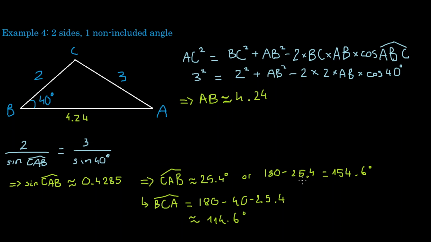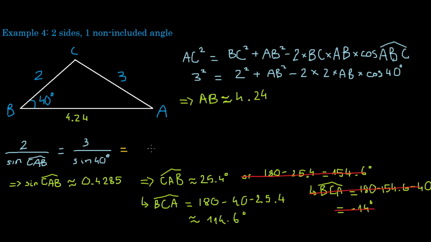However, if CAB is equal to 154, this gives us a negative answer of minus 14 degrees, which is not possible for a real triangle.